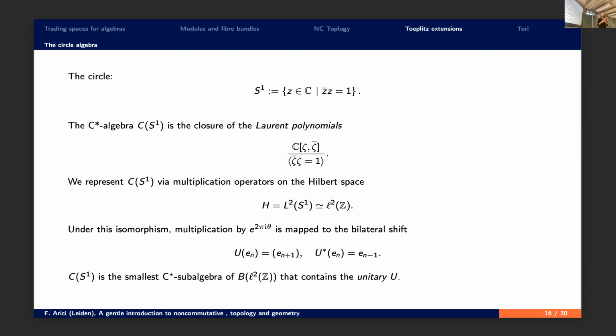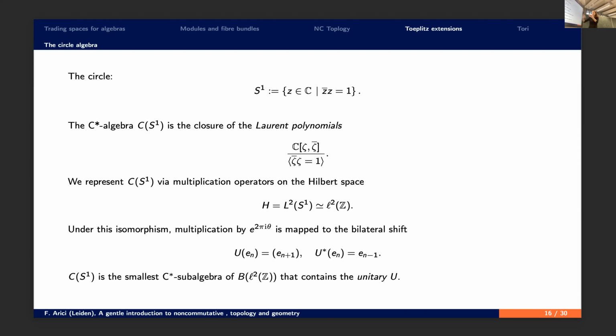This is the circle. So we look at points in the complex plane that have distance 1 from the origin. And then you can define a corresponding C-star algebra. If you want a more algebraic flavor, you can think of it as a closure in the sup norm of the algebra of Laurent polynomials. And this algebra C(S1) can be represented on the Hilbert space L2(S1) by multiplication operators, so just by multiplying an L2 function with a continuous function.